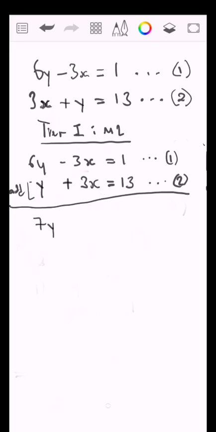And this is what we wanted. We wanted to eliminate x. And here we have successfully eliminated x, because minus 3x plus 3x is going to be 0. Then 1 plus 13 gives us 14. We are now left with y. We have successfully eliminated x. Then we divide both sides by 7. 7 here cancels out.